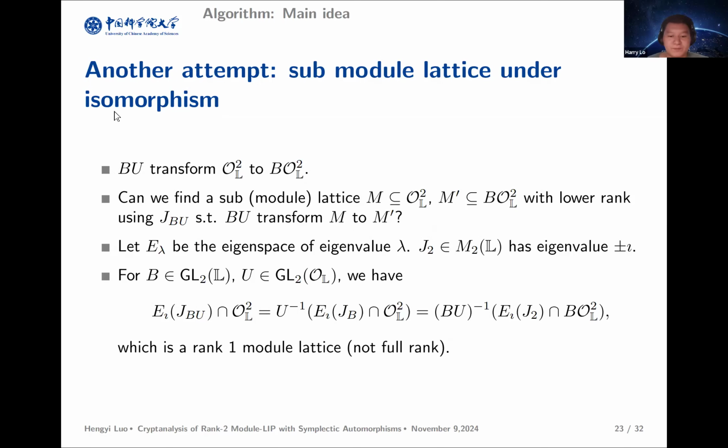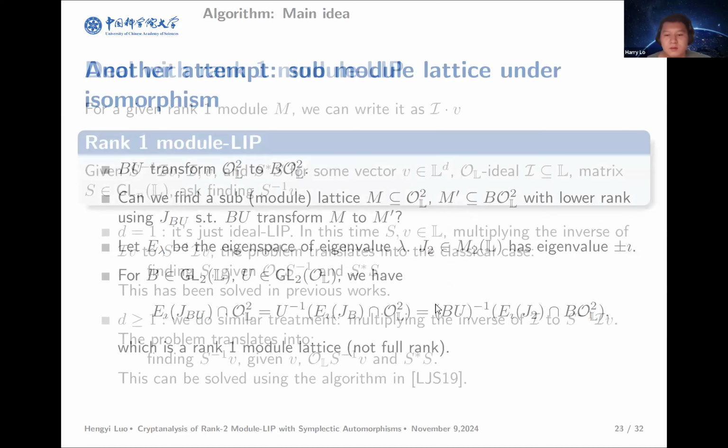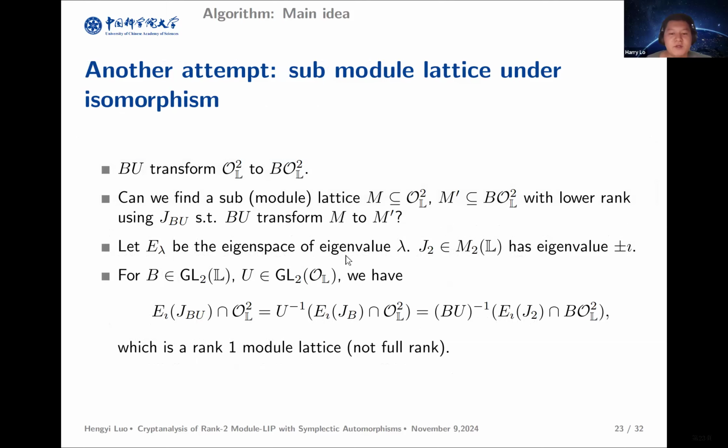Here's a second idea. Recall that BU transforms O sub L squared into B times O sub L squared. The question is, can we find a submodule M contained in O sub L squared and a submodule M prime contained in B times O sub L squared with lower rank, such that BU transforms M to M prime?